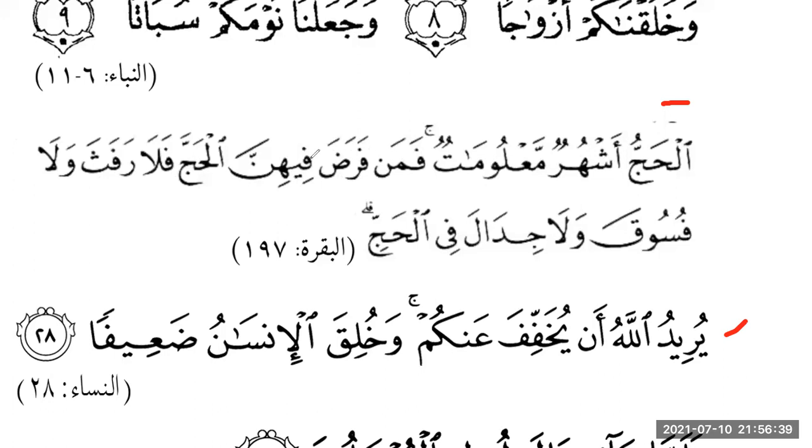Faman farada fihinna al-hajj. Okay, you have a fa here. Fa means then, normally followed by a new sentence, right? So you can look at the first portion as a complete sentence. Faman farada fihinna al-hajj. Fa means then, man means whoever. Man here is whoever. You can say who or whoever.